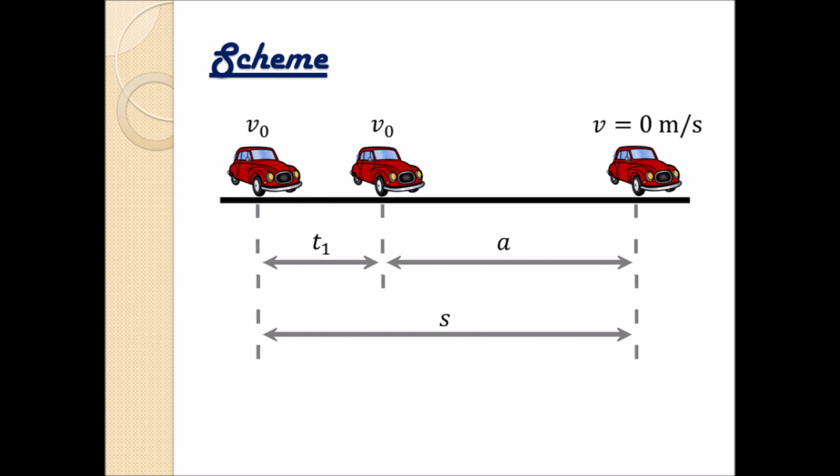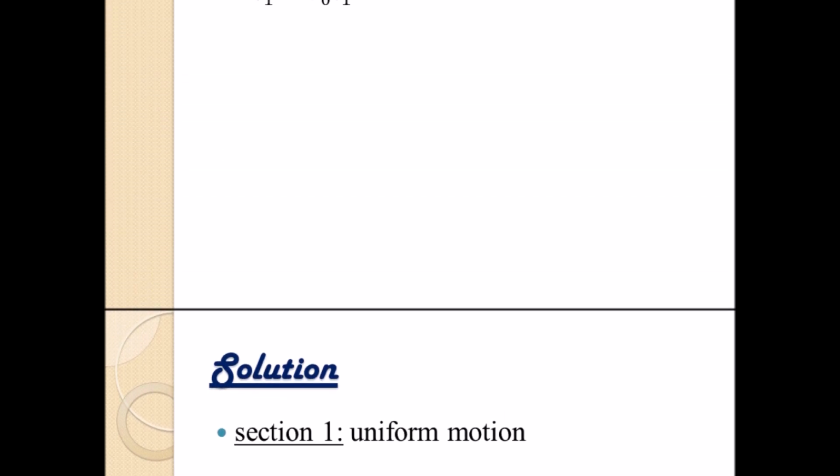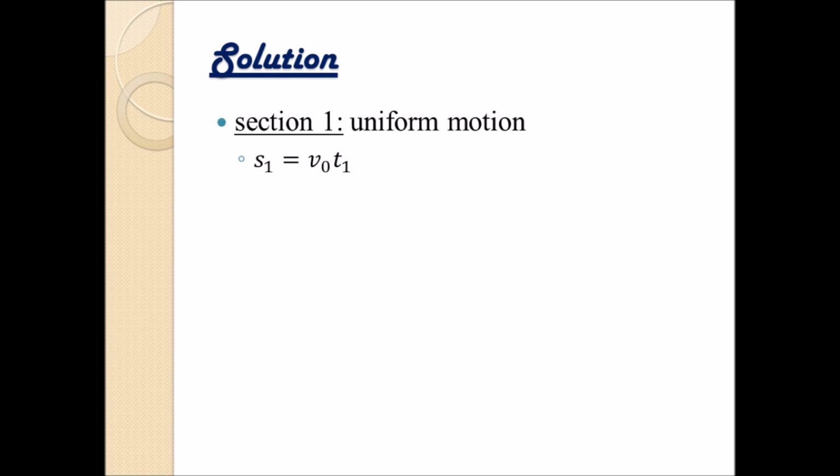So, how do we solve the problem in detail? Well, I already said that we have a first regime and a second regime. And we know that in this first section, we have a uniform motion. A uniform motion is always associated with one basic equation of motion, which tells us that the distance we are traveling is a direct function of the time, and in particular s1 equals v0 multiplied by t1.